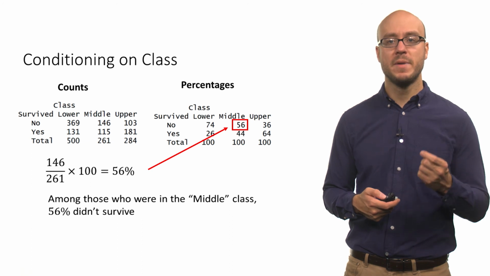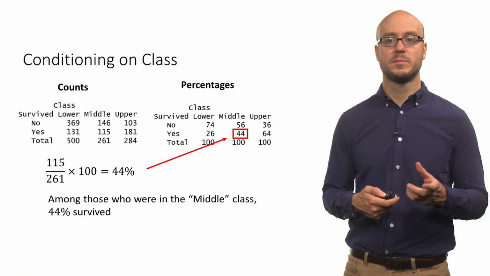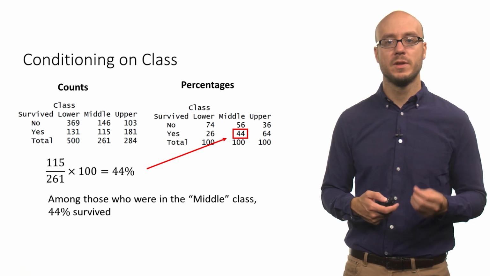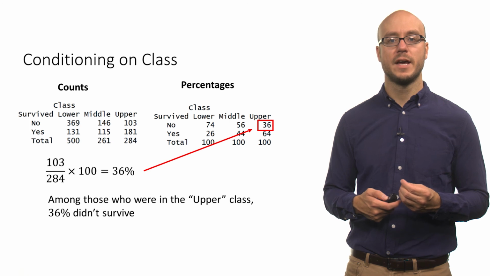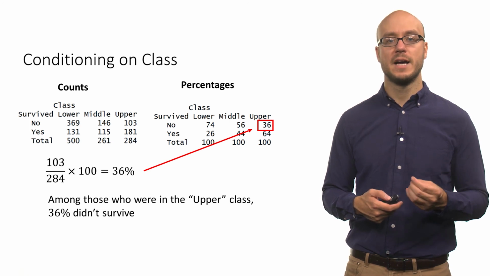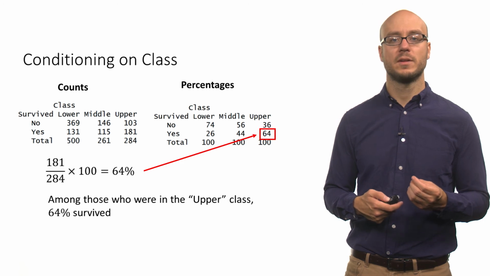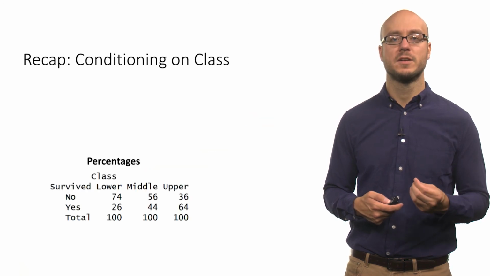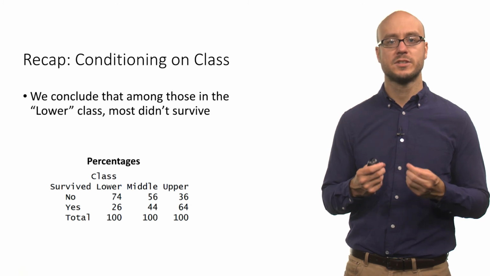Among those who were in the middle class, 56% didn't survive, and 44% survived. And among those who were in the upper class, 36% didn't survive, and 64% survived. So conditioning on class also suggests a relationship.